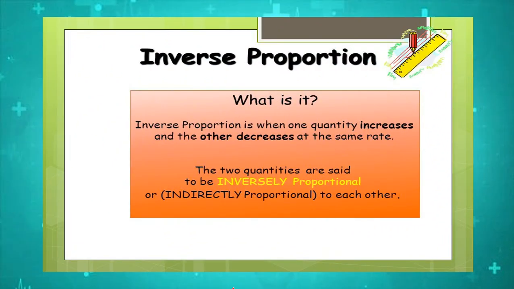So we can say inverse proportion is what? When one quantity increases and the other decreases at the same rate, or the first quantity decreases and the second quantity increases at the same rate, both the quantities are known as inverse proportion.